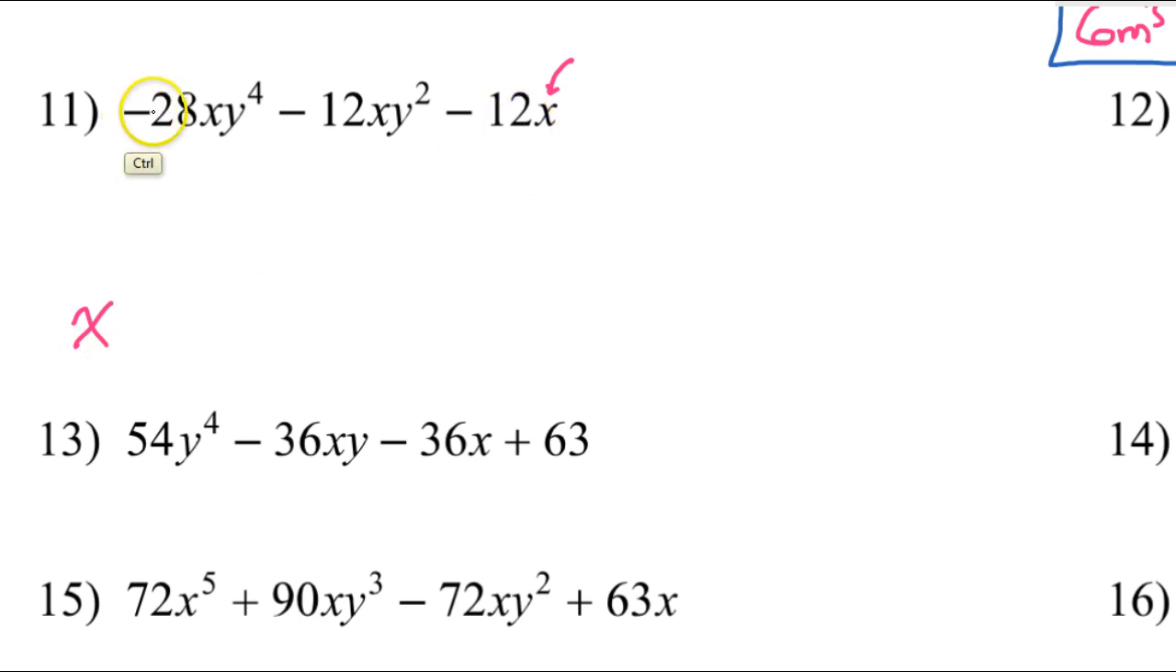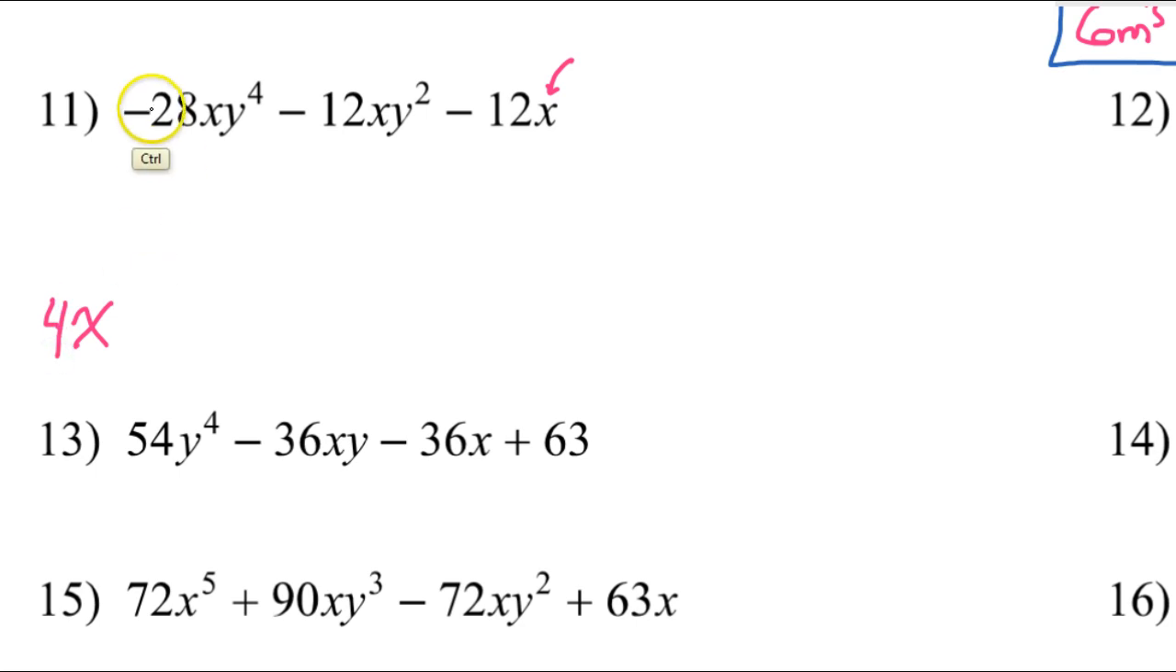Now, look at the numbers, 28, 12, and 12. Okay, 12 itself does not go into 28. Now, numbers that go into 12 are 2, 3, 4, and 6. Which of those go into 28? 2. 4. 4 goes into 28. Okay, 3 does not go into 28. 6 doesn't go into 28. So 4 is going to be the greatest common factor there.